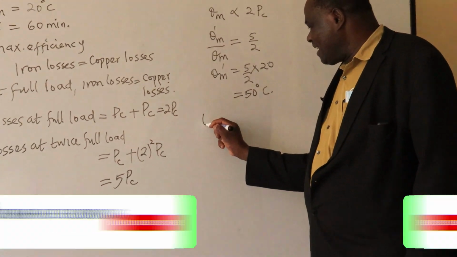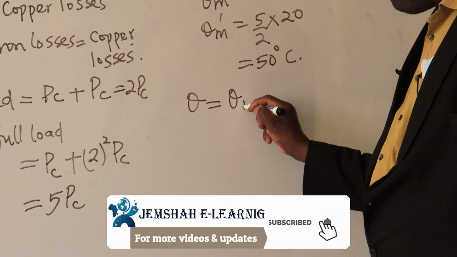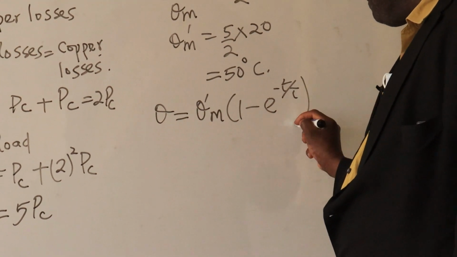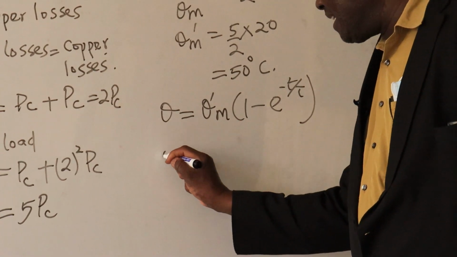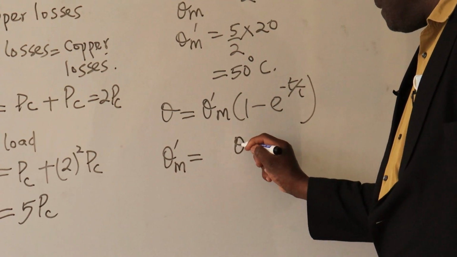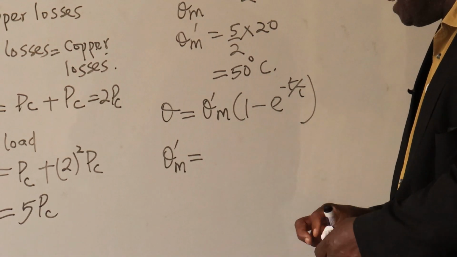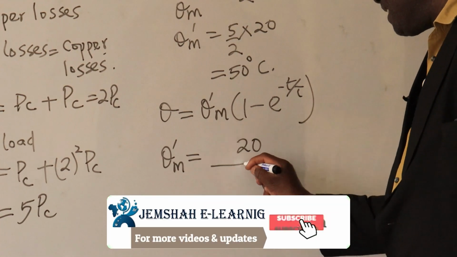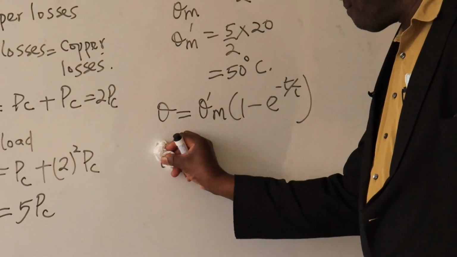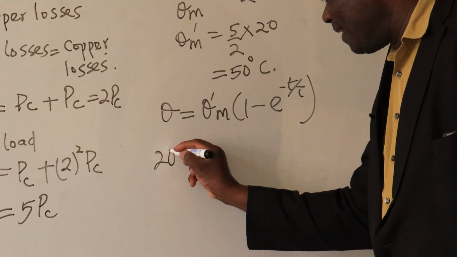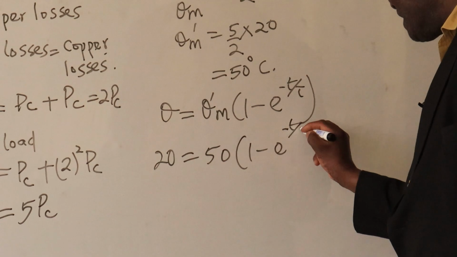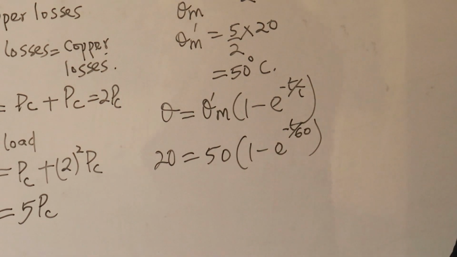If that 50 degrees is ready, then we can proceed and get our time. So theta must be equal to theta M prime into 1 minus e power minus t over tau. Theta we have, it is 20 degrees, and theta M prime we have. So let's first put the values: 20 is equal to 50 into 1 minus e power minus t over 60. And our answer will be in minutes.